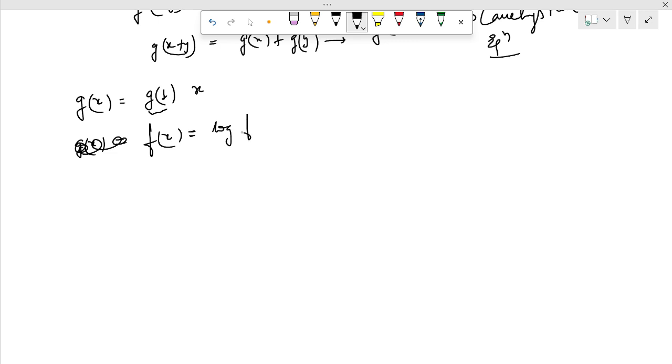It is log of f(1), and this is into x, so I'll write x here. So basically, sorry, this is log of f(x). So this log of f(x) will be equal to what? It will be equal to f(1) raised to power x.